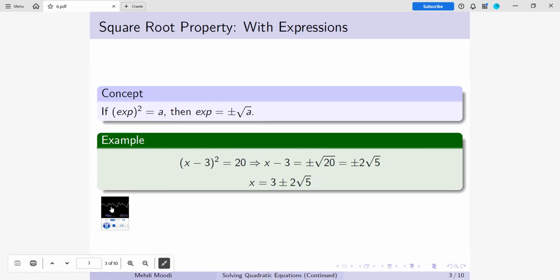Don't be scared of square roots that aren't perfect squares. Just simplify them, keep the plus-minus sign, and carry on. Remember, not all solutions are rational.